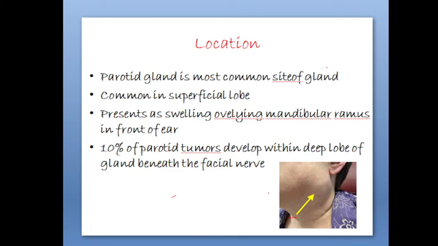We have already discussed the location. They can occur in any of the salivary glands, whether major or minor. Here in this picture, it is seen in the tail of the parotid. As a result, there is elevation of the earlobe. Among the parotid glands, these are common in the superficial lobe, and 10% of the parotid tumors develop within the deep lobe of the gland beneath the facial nerve.